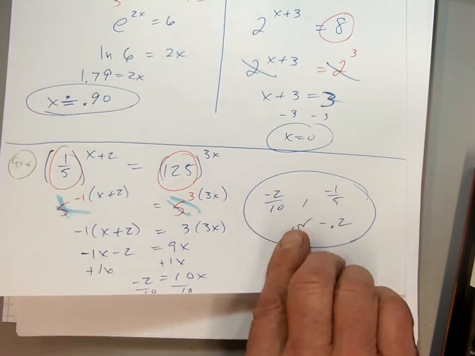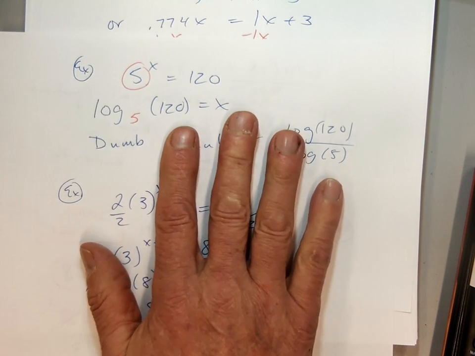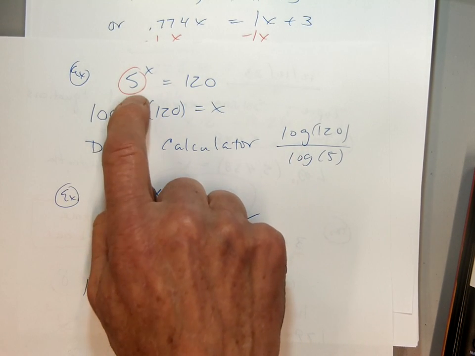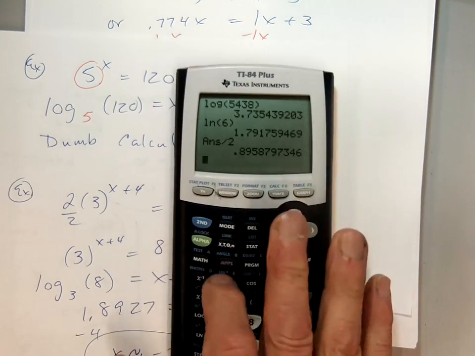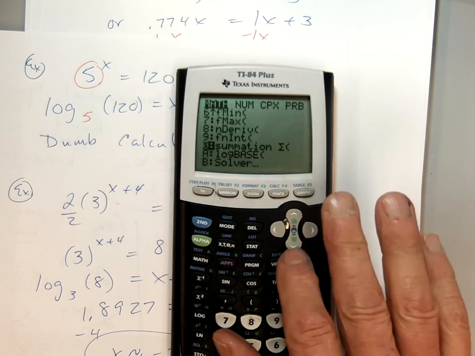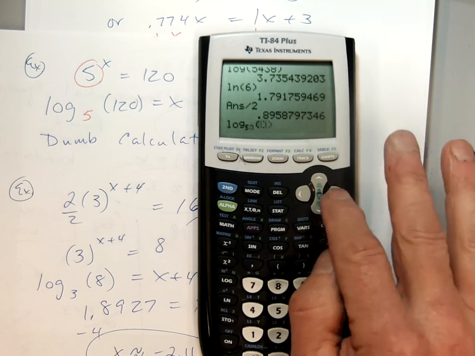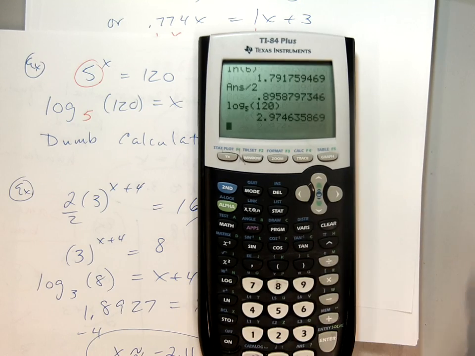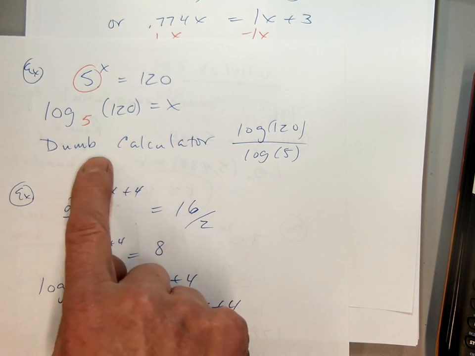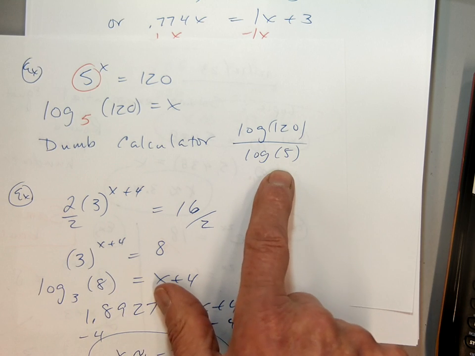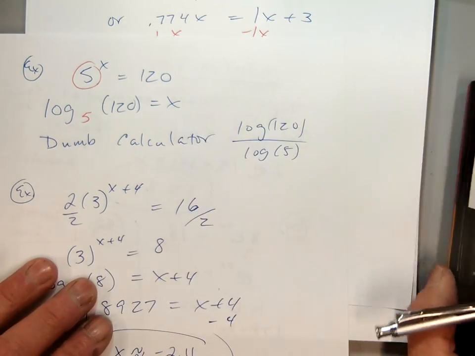Now, turning my page, what happens if you can't make them the same base? Well, then I can change this into log form. Log base 5 of 120. Now, if I don't have a sophisticated calculator with the special log base button, which I do on this calculator, I can just go log base 5 of 120, and I get my answer. But if I don't, then I'll do the change of base, the dumb calculator, because if you don't have this fancy button, you just go log of 120 divided by log of 5, and I'll still get the same answer, which is about a 2.97.